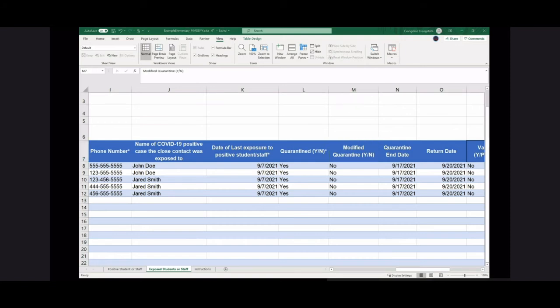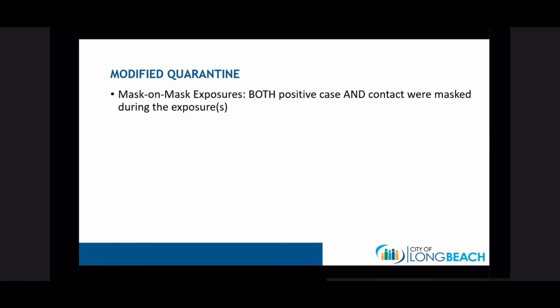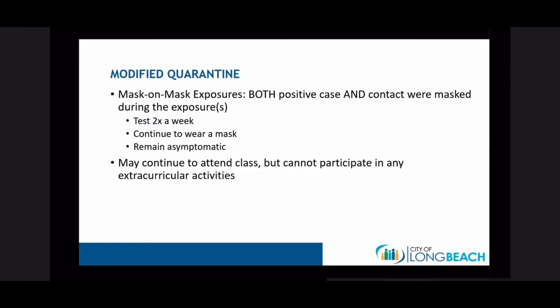And we'll go over that really quickly. So remember that modified quarantine is only for mask-on-mask exposures. Those who are eligible need to test twice a week, continue to wear a mask, and remain asymptomatic. They may continue to come to class, but they cannot participate in any extracurricular activities.